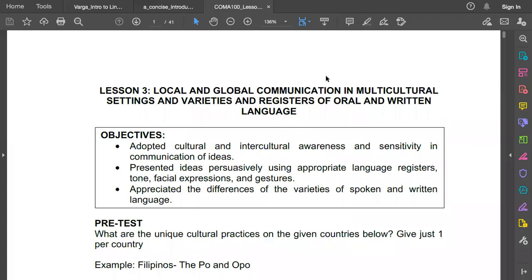So now we will be discussing purposive communication, local and global communication in multicultural settings, and varieties in the use of oral and written language. On this topic, you will be learning. You already know what globalization is, the basics of communication principles, the communication ethics. So now we will apply global communication in multiple cultural settings. And we'll also tackle how you use spoken and written languages according to register and variety. Okay, so now let's have the discussion proper.